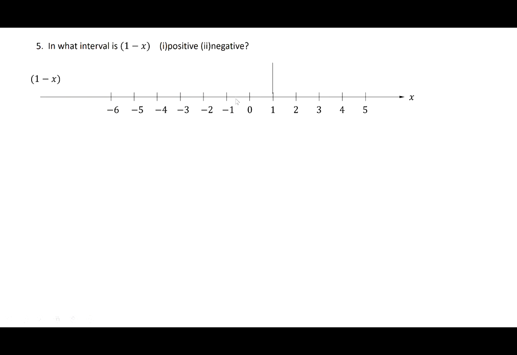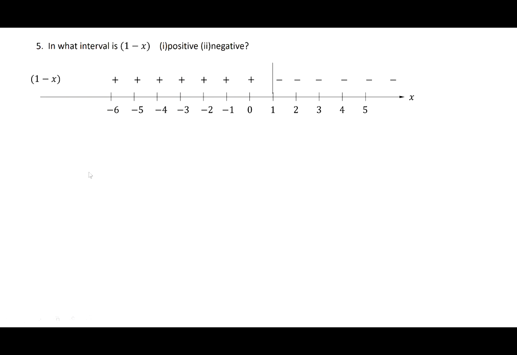How do I know that? Let me pick 0 for x. At x equal to 0, we have 1 minus 0, positive 1. So here it is positive. If we were to pick x equals negative 1, we have 1 minus negative 1, positive 2. So, everywhere to the left, this is actually positive, and everywhere to the right, this is negative.